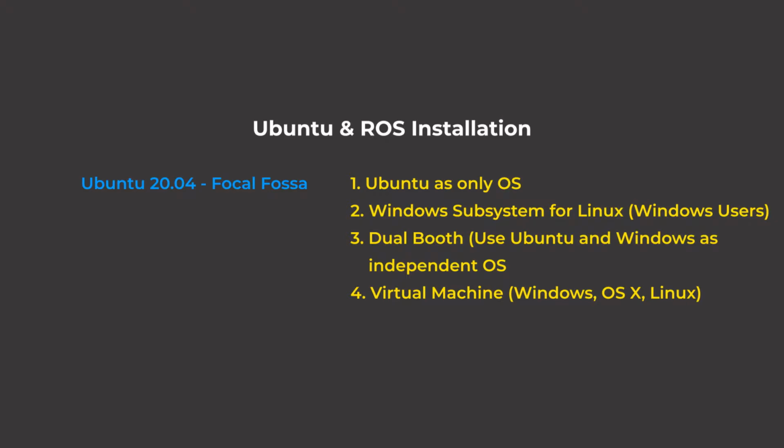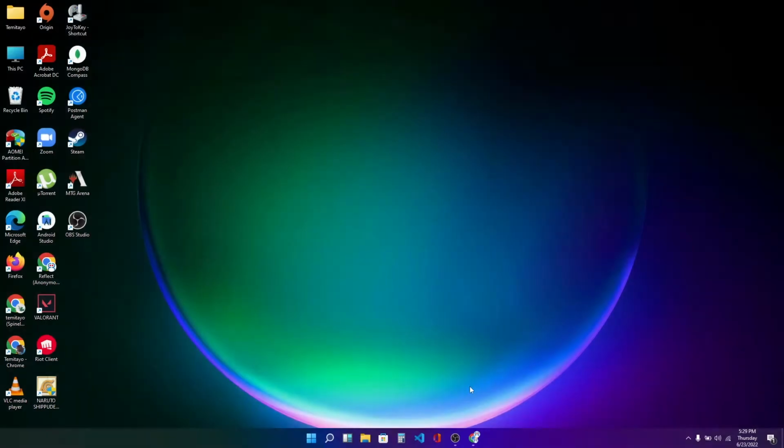But in our own case, I'm going to show you how you can install Ubuntu on a virtual machine. So if you have a Windows computer, like Windows 10 or Windows 11, and then you also have a Mac computer, OS X, you can also install Ubuntu alongside your OS X. You will just install a virtual machine, and then you will install Ubuntu inside the virtual machine. So let us quickly do that.